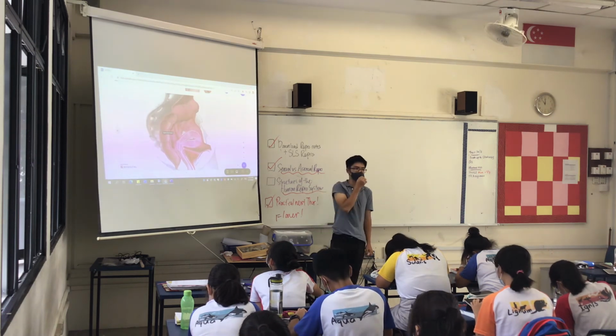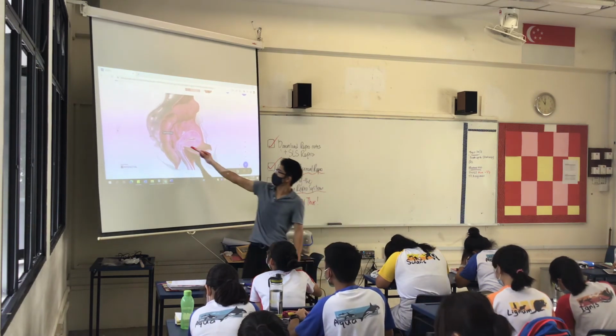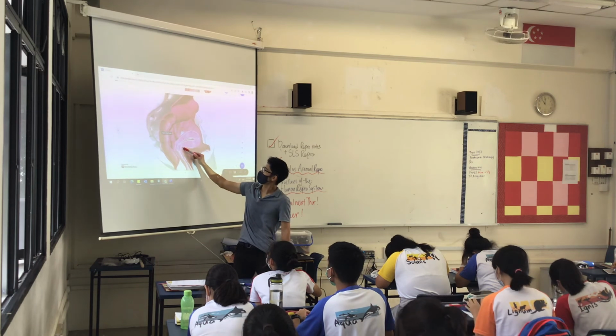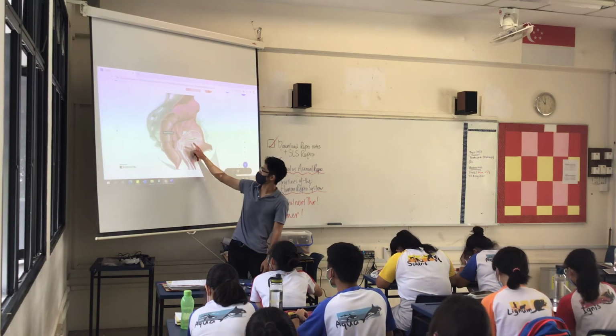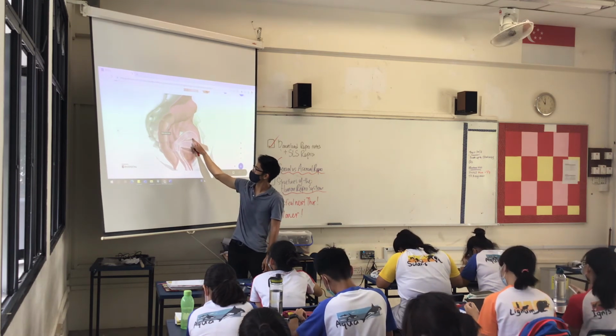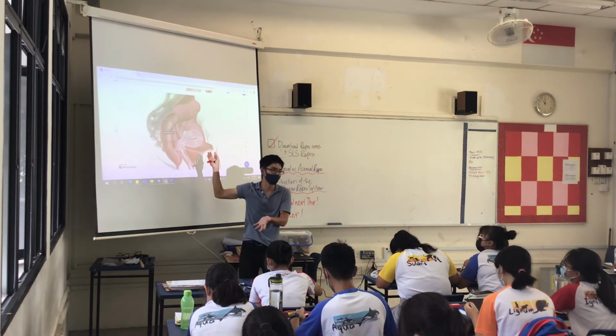Where is the uterus? The uterus is this large organ over here. Yeah, that's the uterus. You can also see that there's a small gap here. That's where the baby will develop in, if there's a baby.